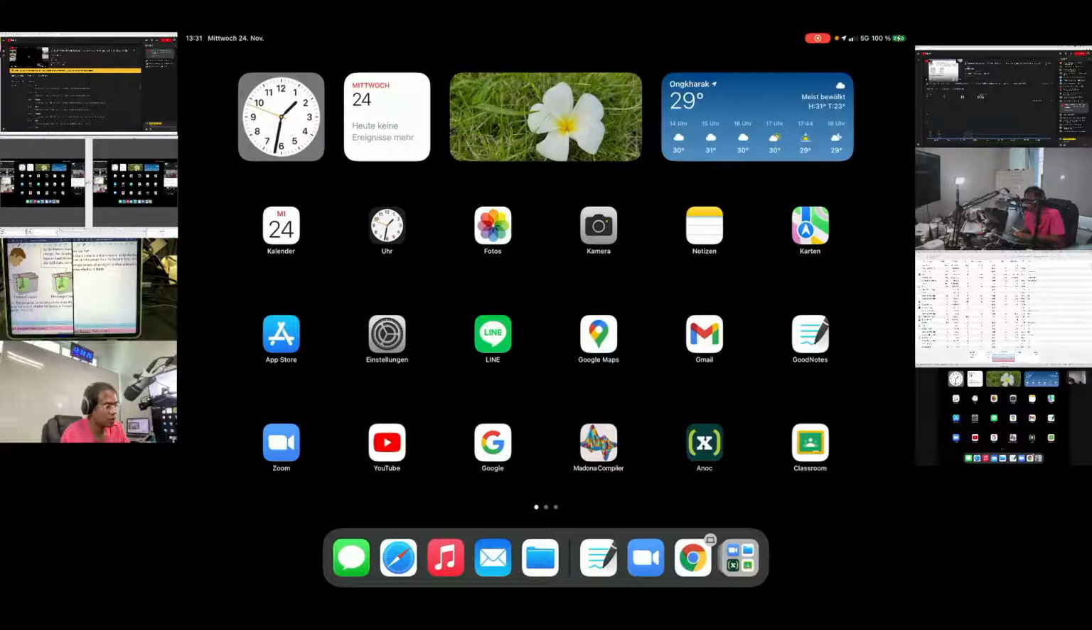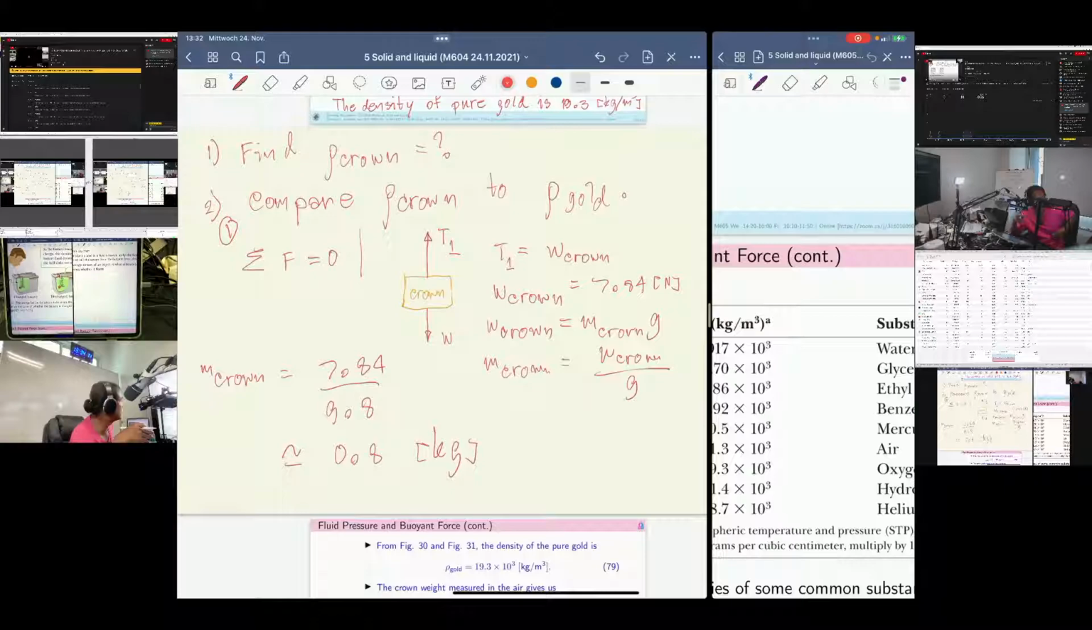If you are the owner of this crown, if you want to wear it, it's almost 1 kilogram, okay. It's like a laptop, okay. No, it's like an iPad, okay. You carry an iPad on your head, okay. It's the same sense. 0.8 kilogram, okay, from the first experiment. That's the mass of the crown.